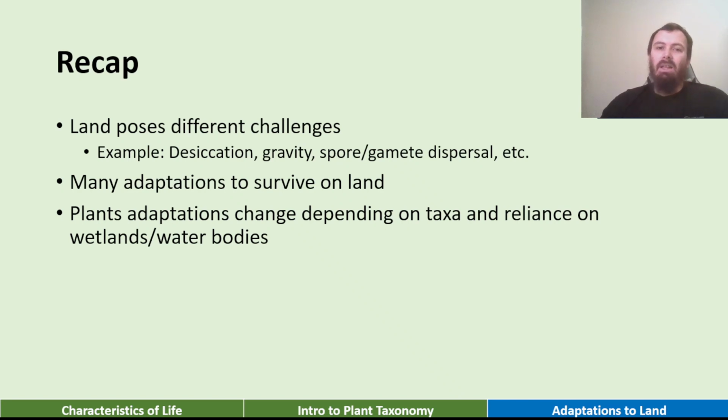And depending on how reliant they are on wetlands or water bodies, they're going to have more or less of those adaptations. If you're living right on the edge of a really wet forested area, you don't have to worry about water loss that much. If you're living in the desert or up in the mountains where it's not going to rain too much during parts of the year, you have to greatly worry about desiccation. And so, as we talk more about plant taxonomy and plant anatomy and physiology later on, you're going to learn more about the specifics of each type of plant throughout the course.